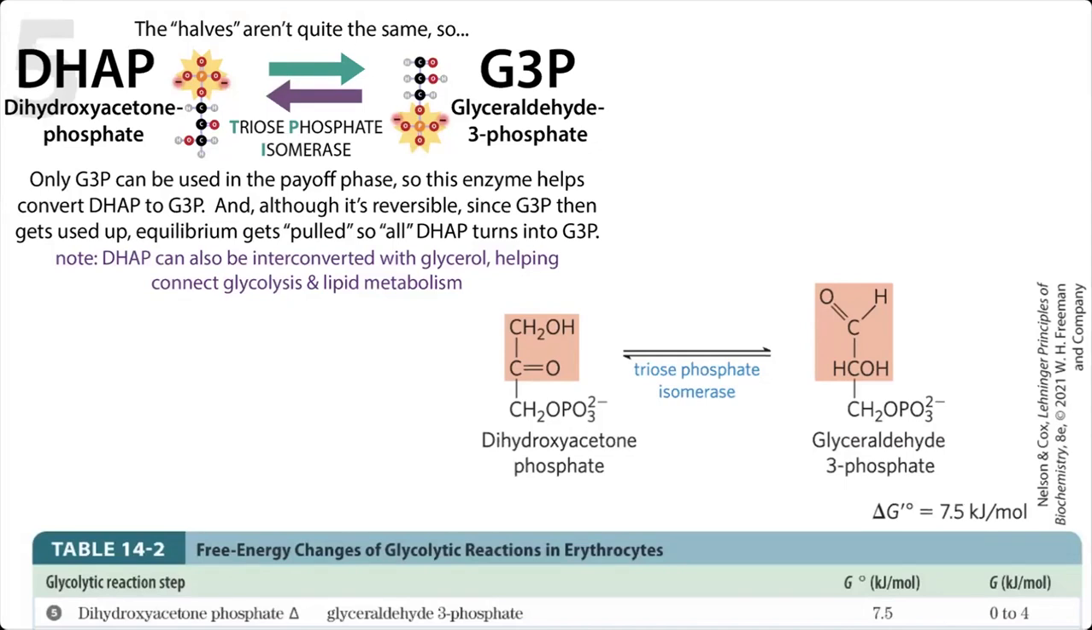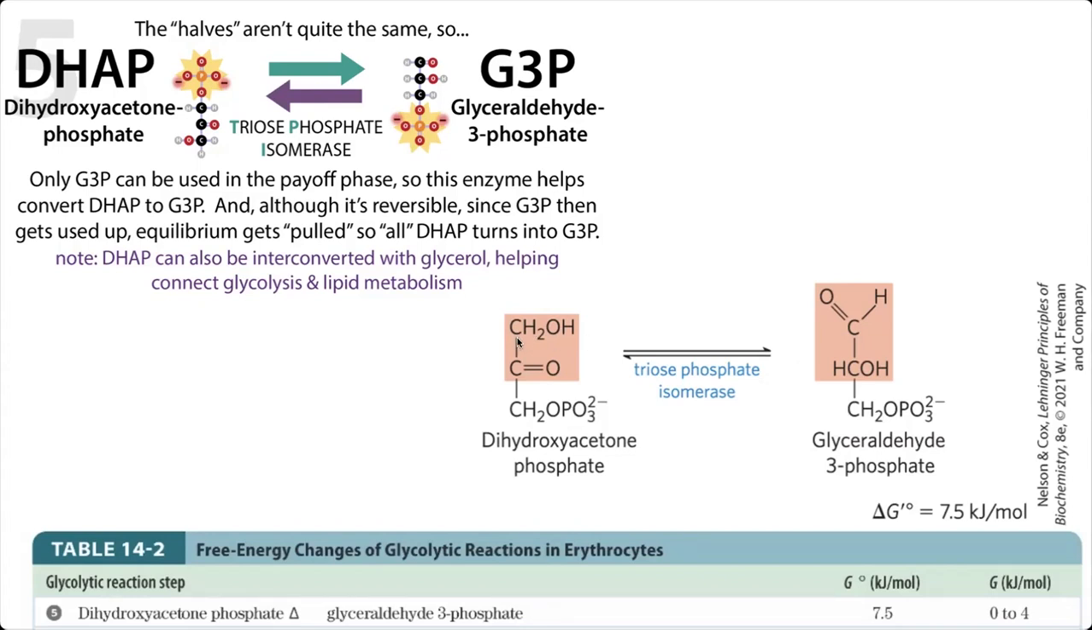What triose phosphate isomerase is going to do is switch the place of things. Remember, an isomerase is just changing the position of things within a molecule. Triose, because ose means a sugar, has 3 carbons, tri, and it's got a phosphate, and it's moving the position of things. In this case, it's going to be converting dihydroxyacetone phosphate, or DHAP, to glyceraldehyde 3-phosphate, or G3P.